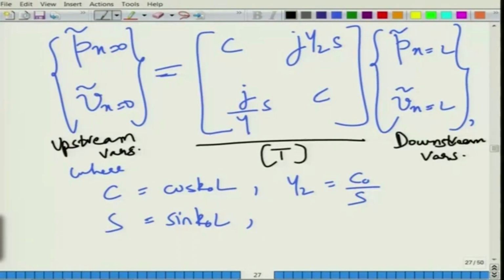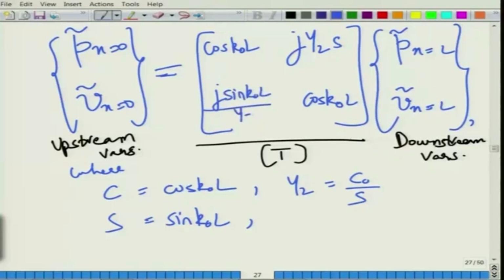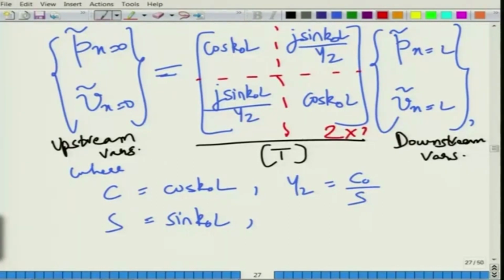Let me simplify things for you or make it more clear. This is cos, so is this, and j into sine of k naught L by y 2, j into sine of k naught L by y 2. So, we have our 2 cross 2 matrix which relates upstream variables to the downstream variables.